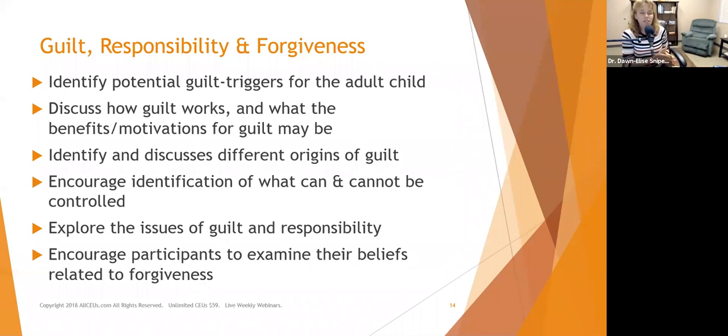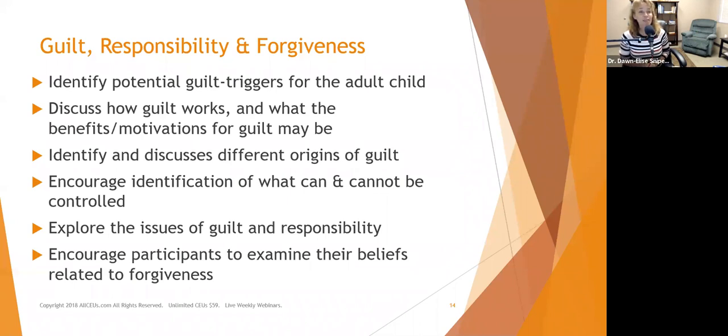So we want to go through with each client, and a lot of times I'll do this in individual first and start identifying some things in the individual session they might bring to this group, because this can get really heavy really fast. But what are some of those potential guilt triggers?